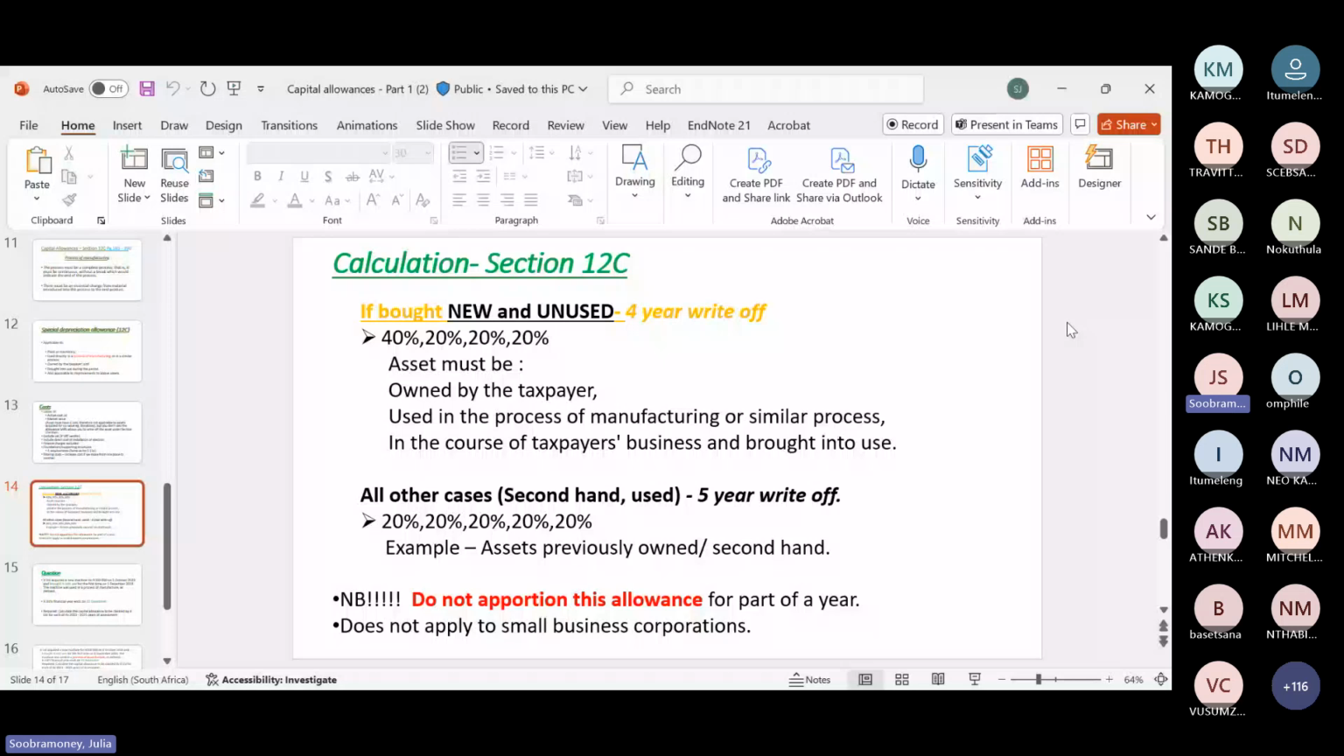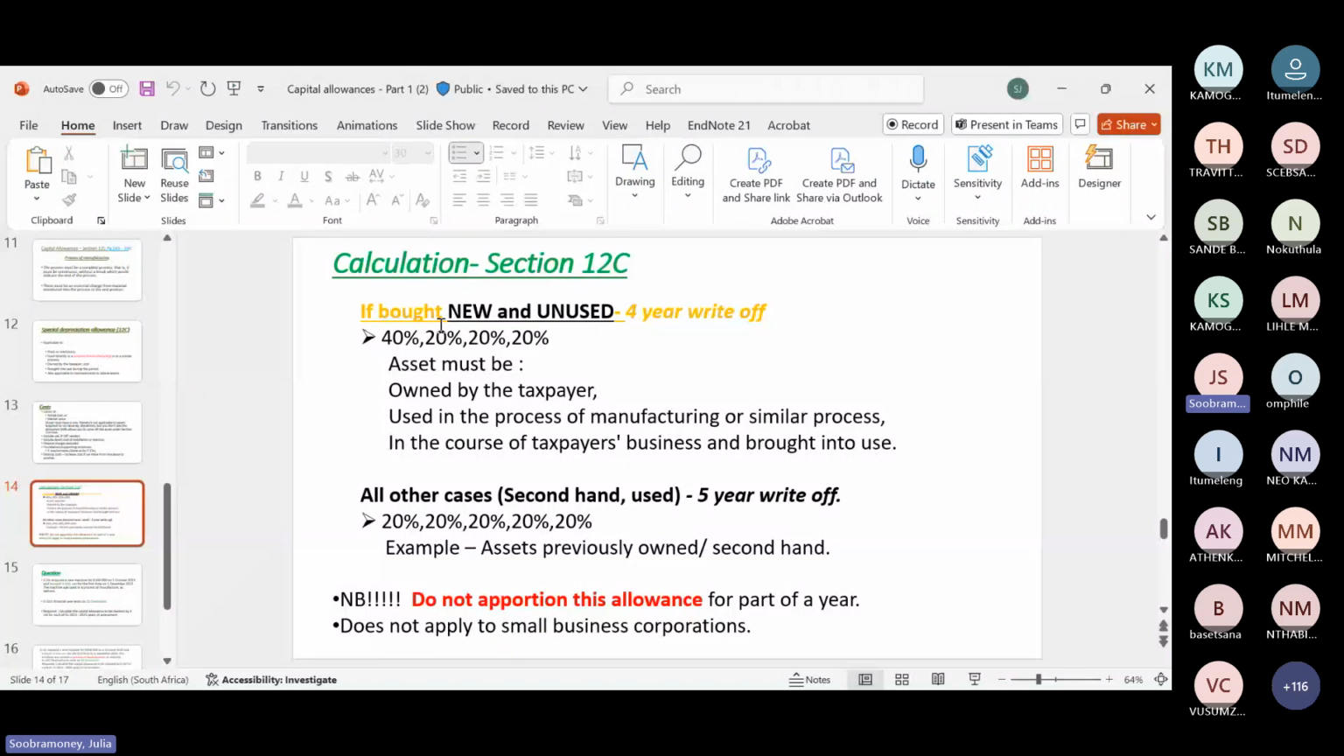When are you allowed to claim this? Well, again, the taxpayer must own the asset. It must be used in the process of manufacturing and only when you bring it into use. Okay, I already mentioned this at the beginning. And you will only claim the 4-year period if it is a new and unused asset. That's the only time you claim over 4 years.